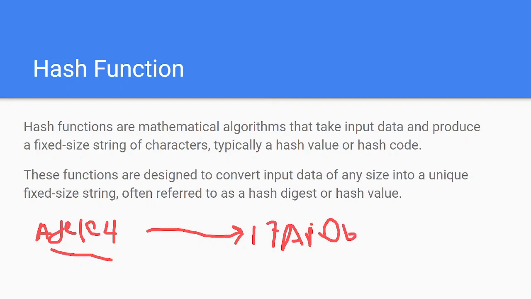Do you understand? So basically it's a mathematical algorithm. It takes in your input data and produces a hash value. This hash value is usually a fixed set of strings. It depends on the kind of hash you are using. It might be 256 bits of data. You understand? So it is fixed. The length is fixed.